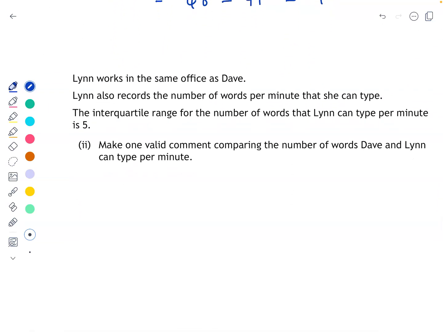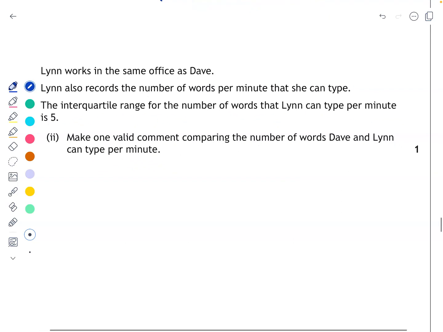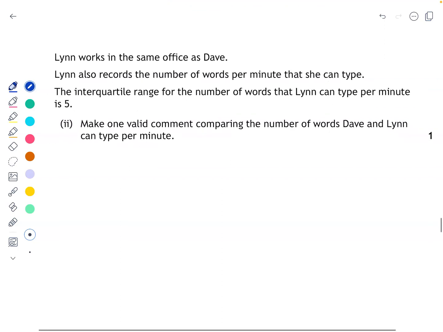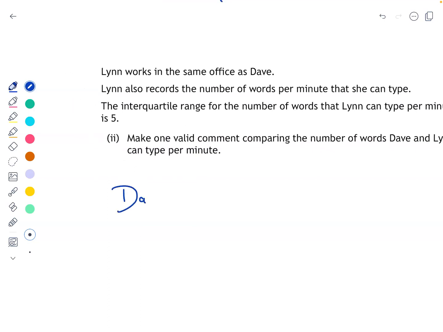Lynn works in the same office as Dave. Lynn also records the number of words per minute that she can type. The interquartile range, the IQR, for the number of words that Lynn can type per minute is 5. Make one valid comment comparing the number of words Dave and Lynn can type per minute. So Dave, IQR is 7. Lynn, IQR is 5.